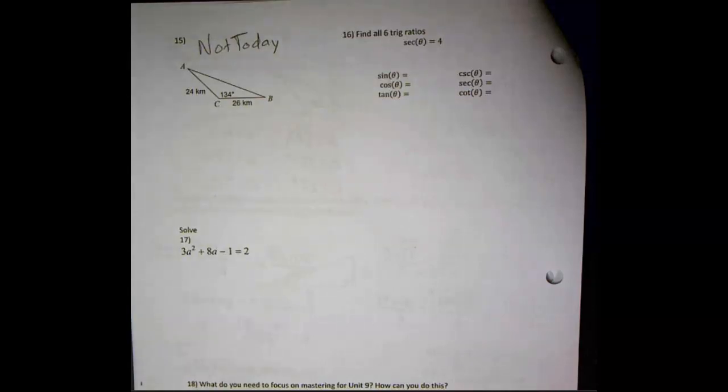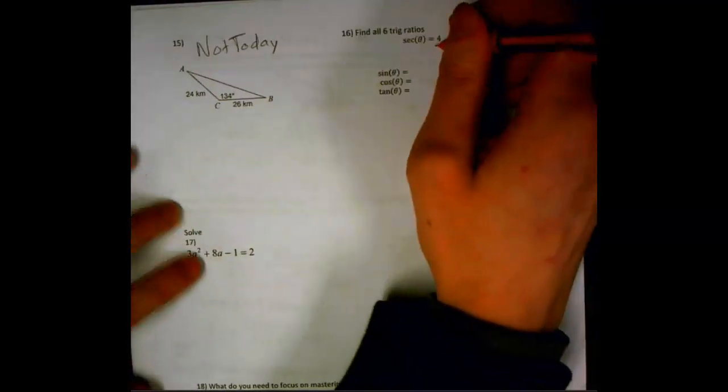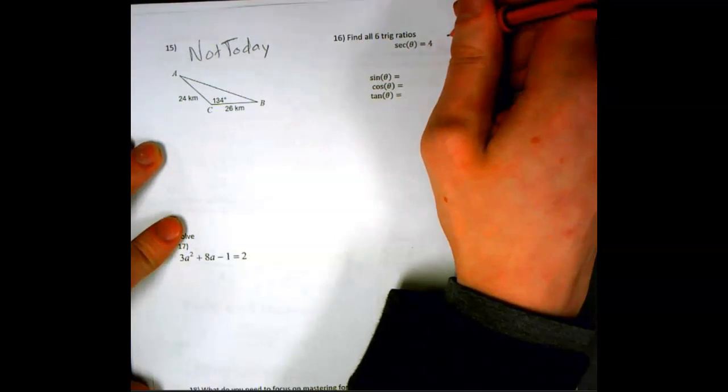Okay, so today we are working on problem 16 and 17. For problem 16, they're saying we want to find all six trig ratios when secant equals 4. So if you remember, secant is going to be that hypotenuse over the adjacent.